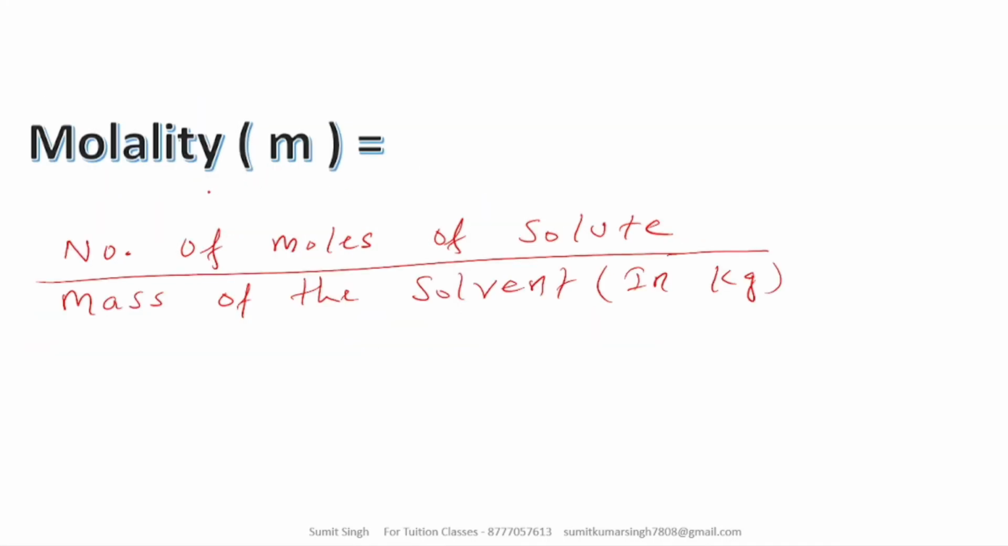Next is molality, which is represented by the small m. It is also a kind of ratio, with another formula. We define molality as the ratio of the number of moles of the solute divided by the mass of the solvent in kg. Molality is also independent of temperature. Why? Because mass does not depend on temperature.